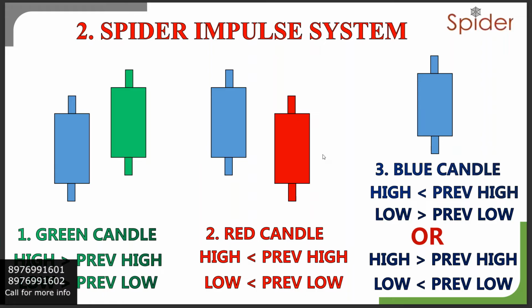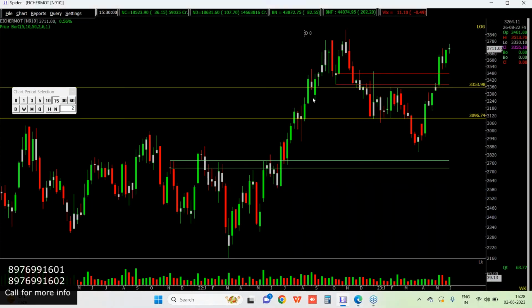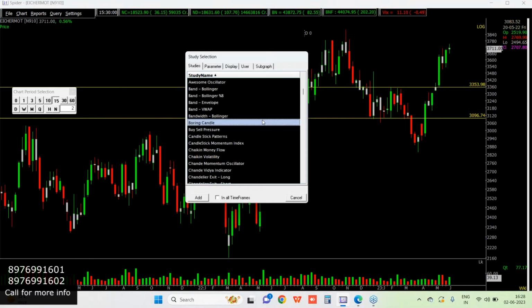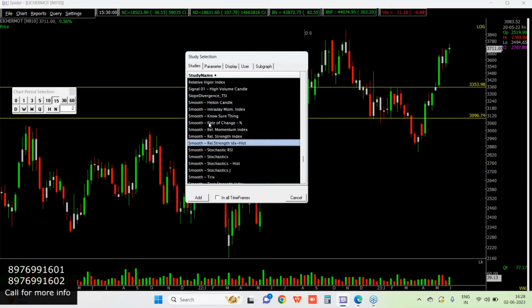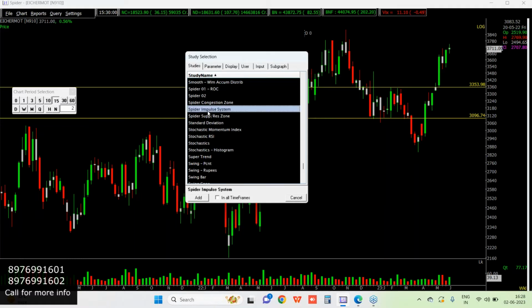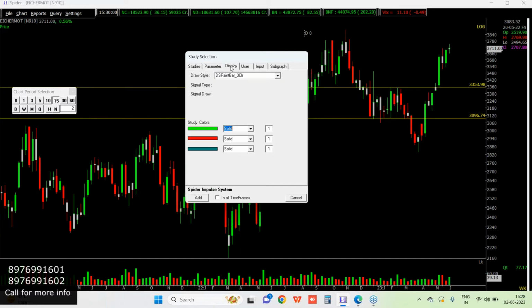Whenever your candle high is higher than the previous high, and at the same time your candle's low is higher than the previous low, it means your candle is in a bullish trend. So now you will get a candle in green color. Here you can see I press S, and here I type spider S. At the bottom, spider impulse system. When you click on this and go to the parameters, you just need to put all time frame and then you can add.